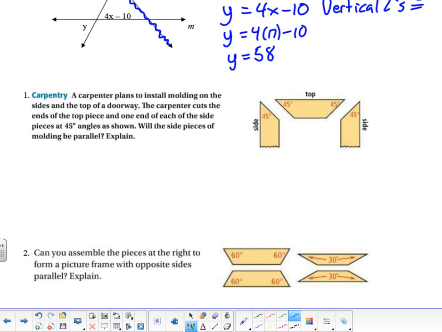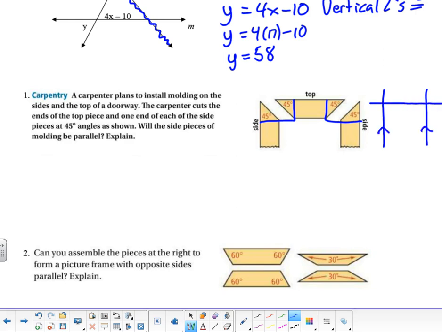Okay, so here's an example of how we can use some of these angles in our thought process here. A carpenter plans to install molding on the sides and top of a doorway. The carpenter cuts the ends of the top piece and one end of each side piece at 45-degree angles as shown. Will the side pieces of the molding be parallel to each other? So as we look at this, what we want to think here is when you bring these two together, what's going to happen? If you can picture this, these two will form together, and those two and these two will create two 90-degree angles.